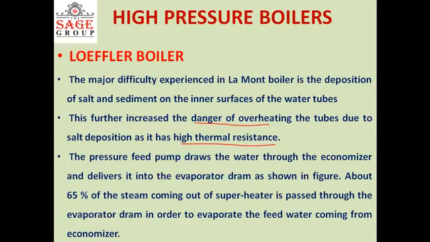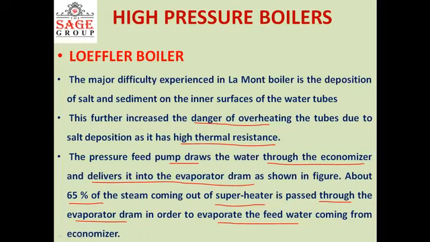So the pressure feed pumps in this boiler draw the water through the economizer and then deliver it to the evaporator drum. You will see in the picture also, about 65% of the steam coming out of the superheater is passed through the evaporator drum in order to evaporate the feed water coming from the economizer.